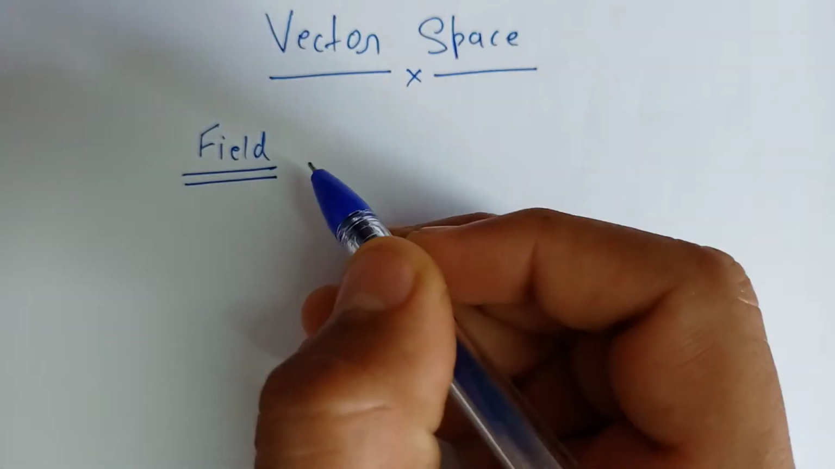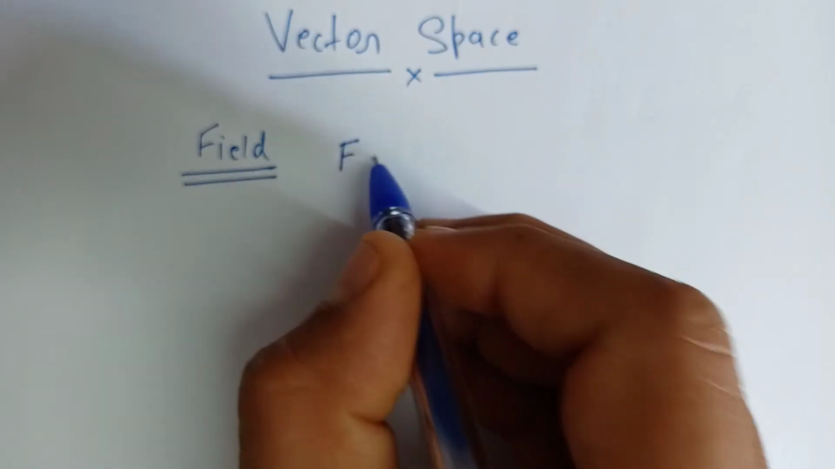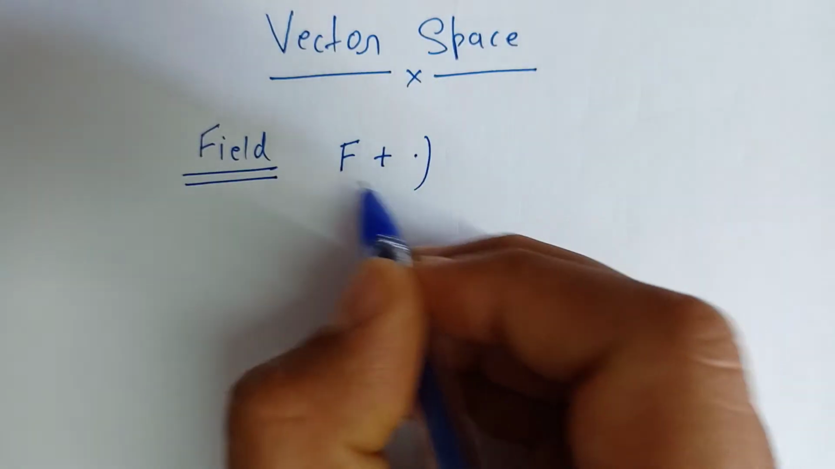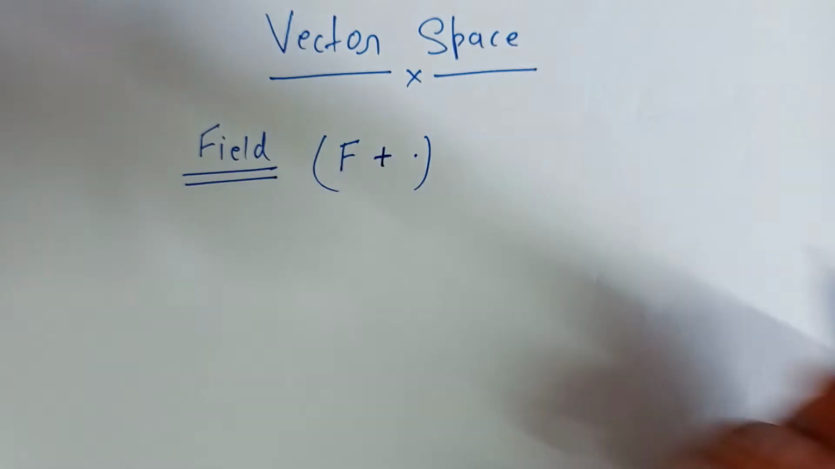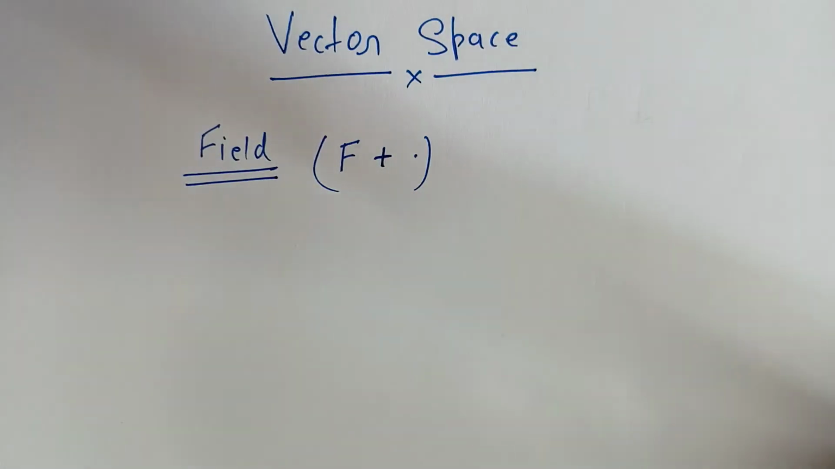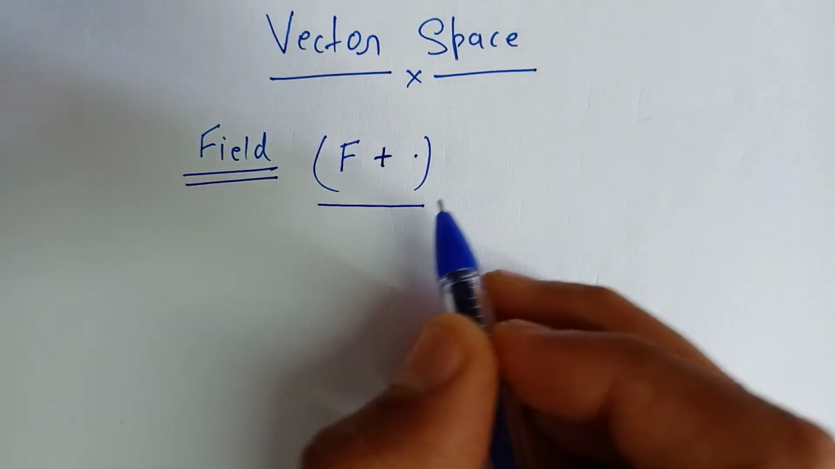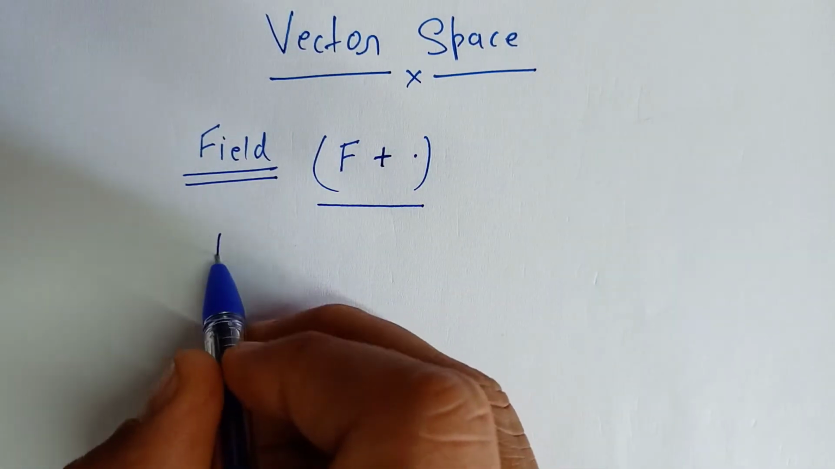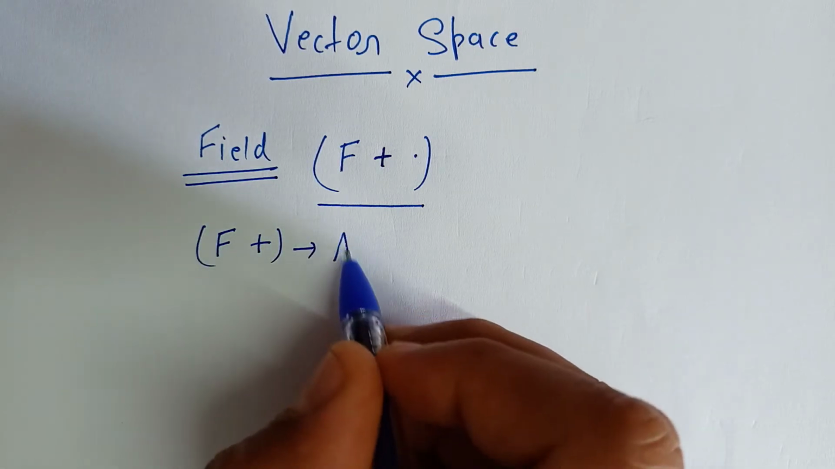So an algebraic structure (F, +, ·) is called a field. The element of a field is called a scalar. Okay, so this algebraic structure is called a field. So we have first (F, +) forms the abelian group.